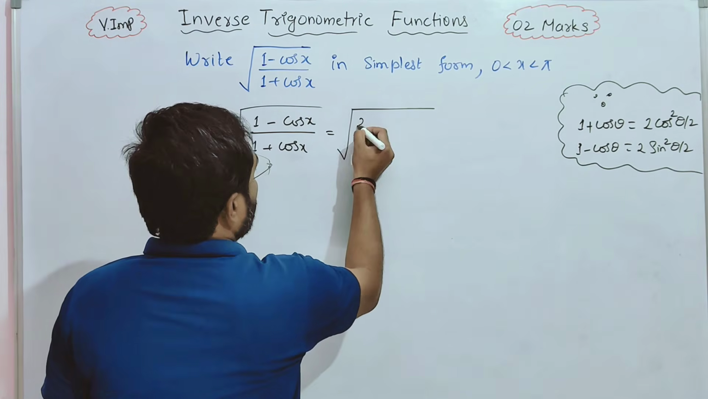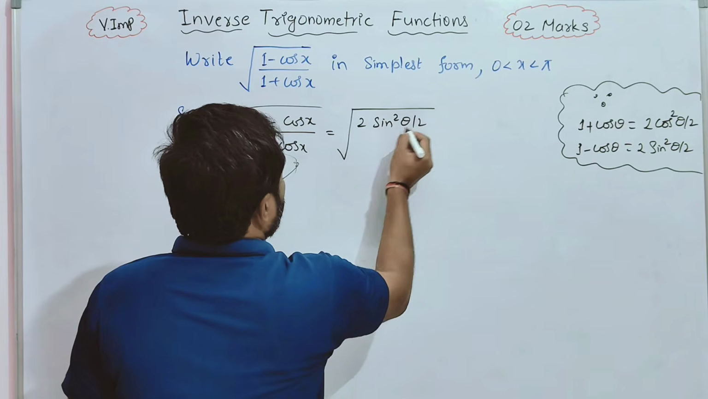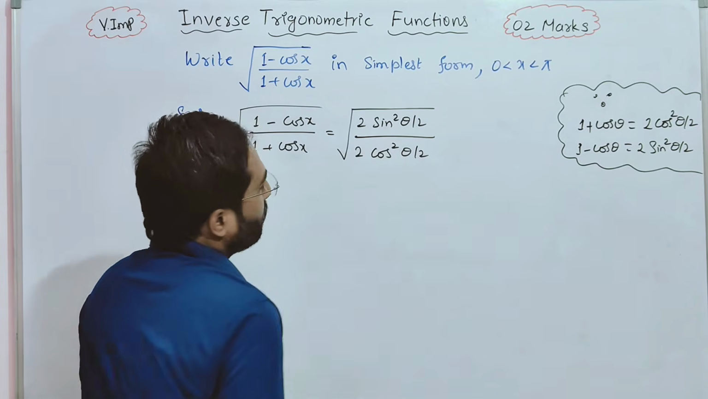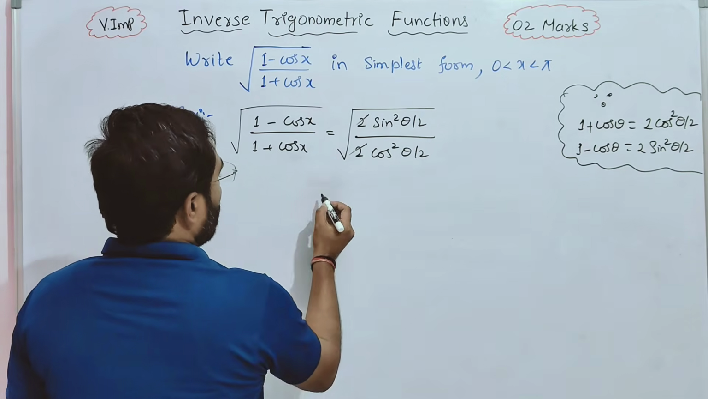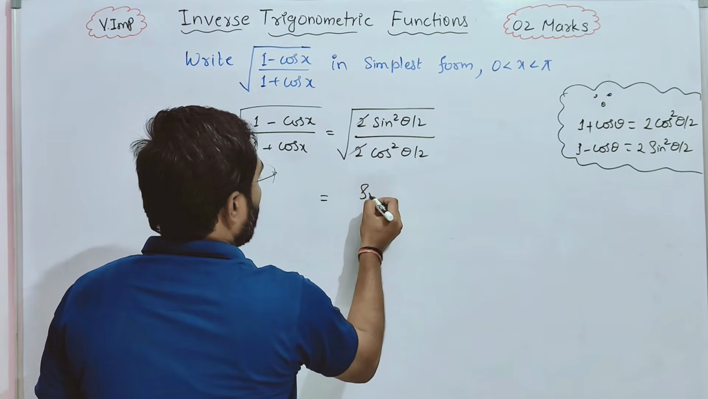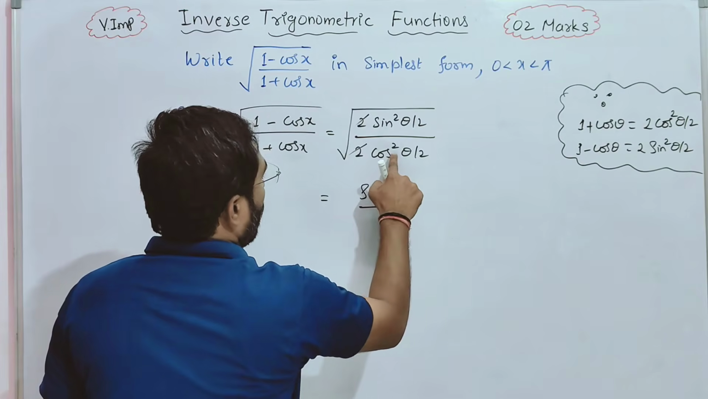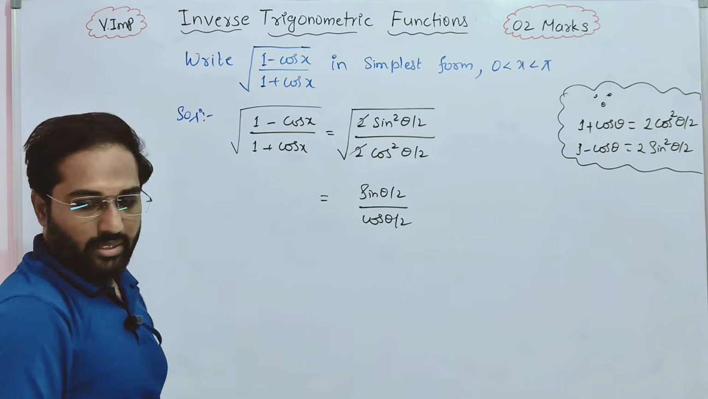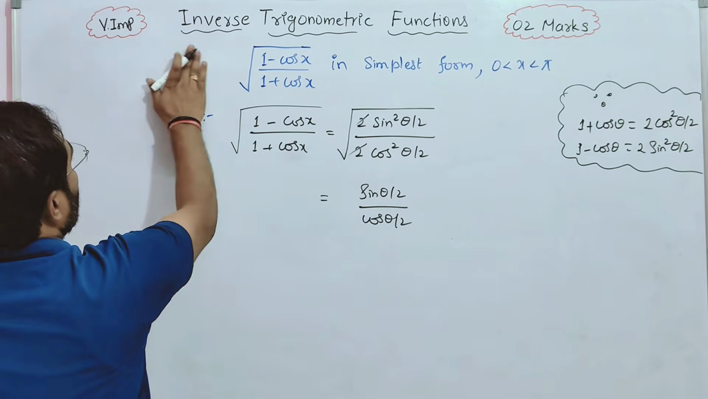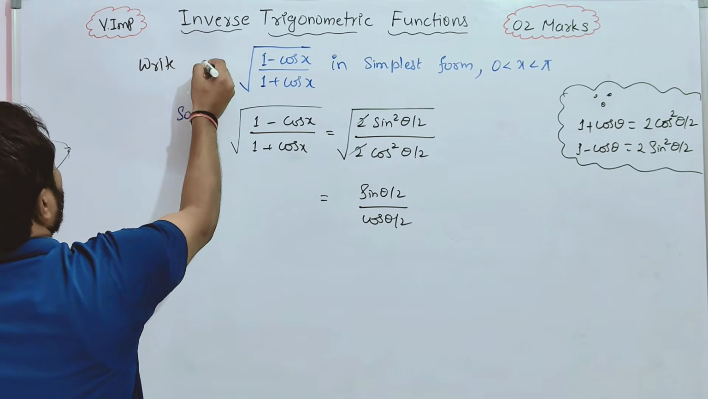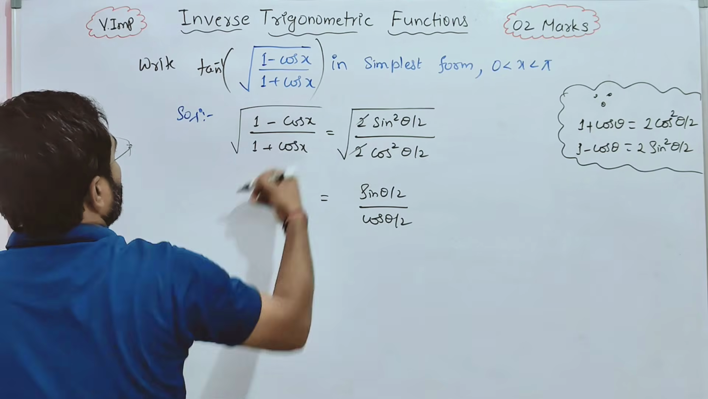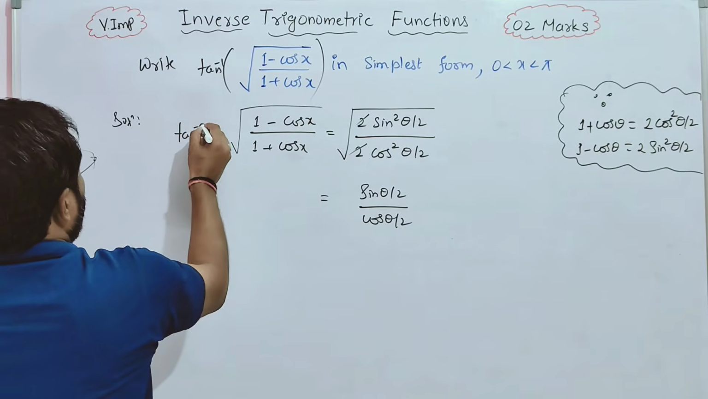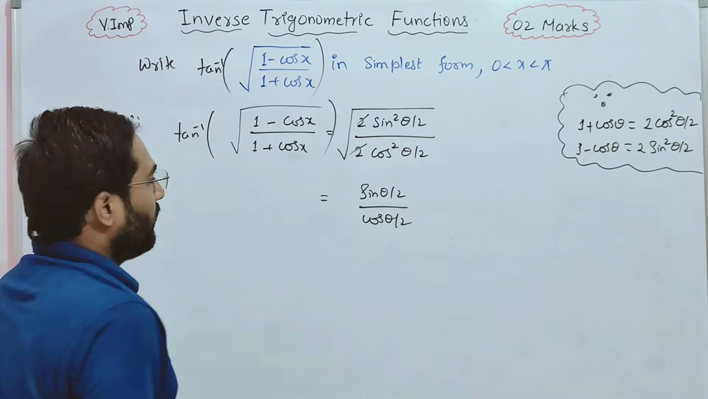So minus is 2 sin square theta by 2, divided by 1 plus, which is 2 cos square theta by 2. You can cancel 2 with 2, and the square root of sin square will be sin theta by 2. The square root of cos square will again be cos theta by 2. What we have left here should be in the form of tan inverse. Yes.